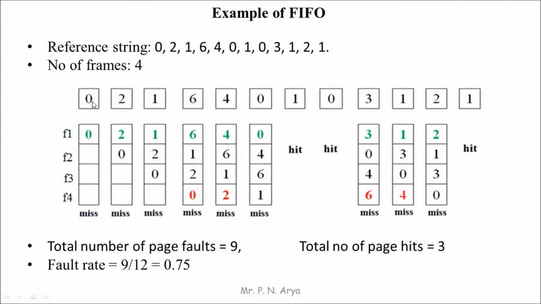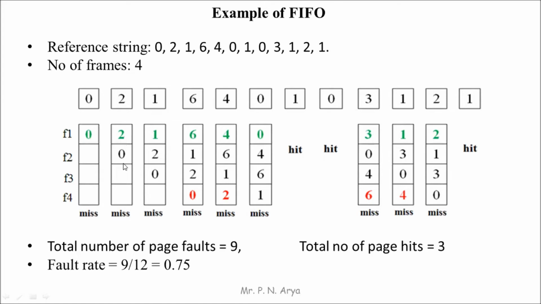So the page loads from disk to the main memory. So 0 is put here, and this is a page fault, so we also call it a miss. And second is the 2. So 2 is not found in the main memory or in the frame, so here is also a page fault, and 2 is put in.